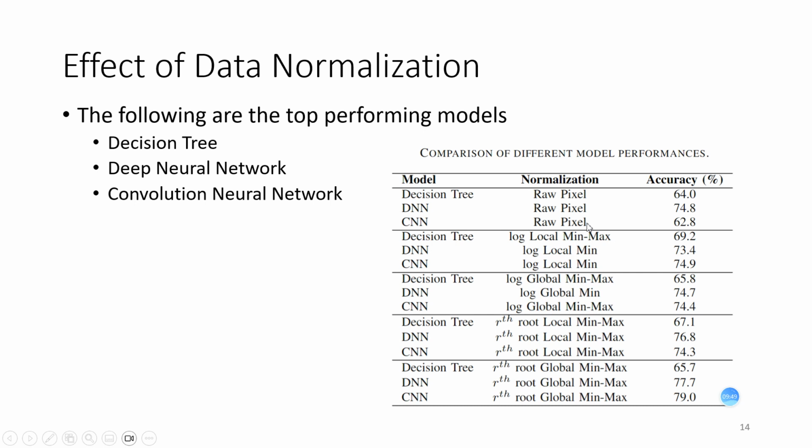But for the DNN, basically it does not change significantly. It even drops slightly for local, but for the root global, it increased about 3%. For the CNN, it increased significantly with the data normalization method, especially with the root global method, which increased from 63 to 79.